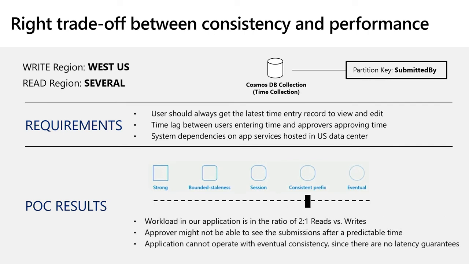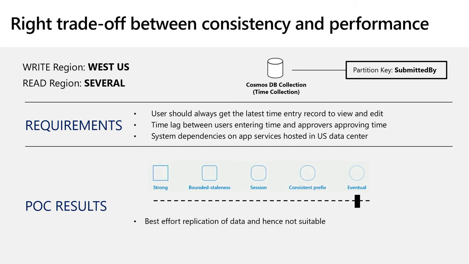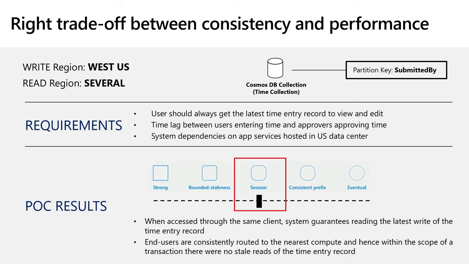Fourth, consistent prefix. Basically, Cosmos DB guarantees the order in which the versions are given to the read, but it does not really work for us because the approver has to always approve the latest copy of the data. So it doesn't really work for us. Eventual: Cosmos DB does not guarantee the order. Again, this does not work for us because you have to edit the latest copy of the labor record. So with that, what we selected was session consistency.